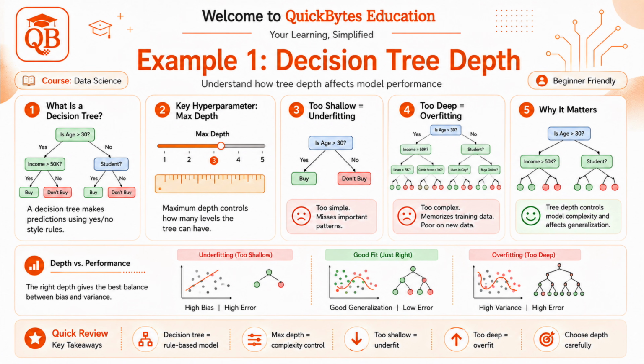If the tree is too deep, it may memorize the training data instead of learning general patterns. That is called overfitting. Overfitting means the model performs well on training data, but poorly on new data. So maximum depth matters because it controls model complexity.